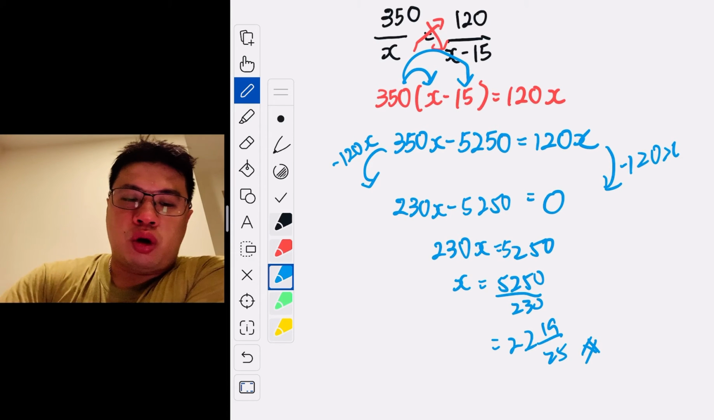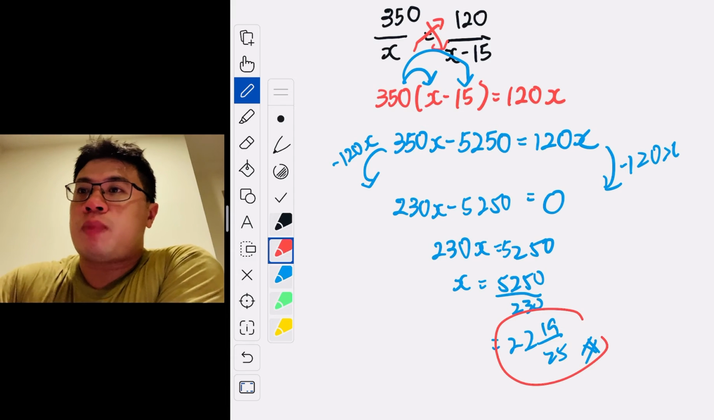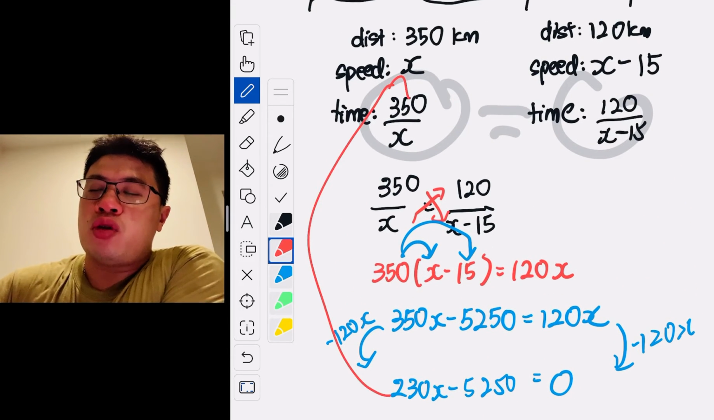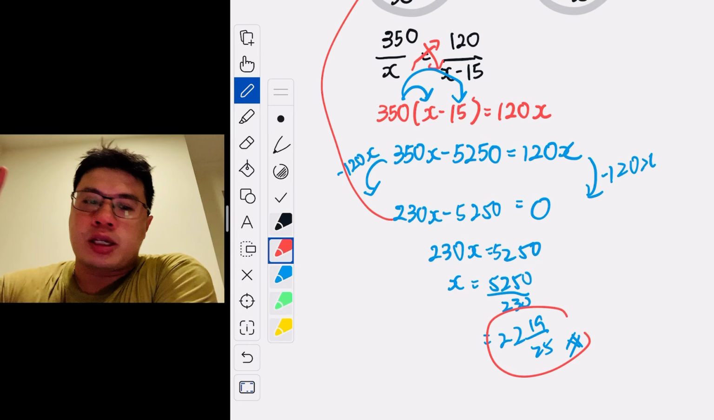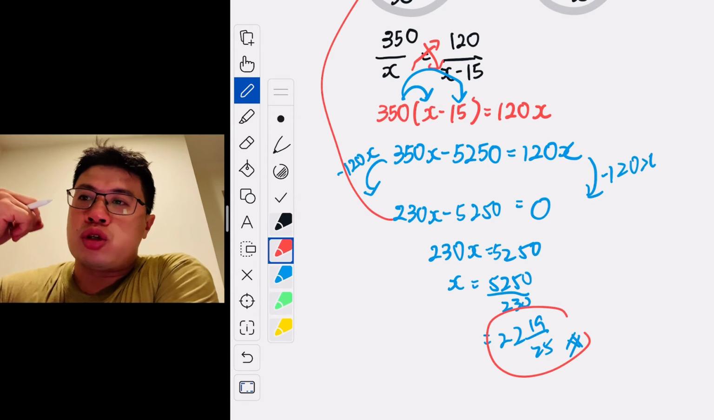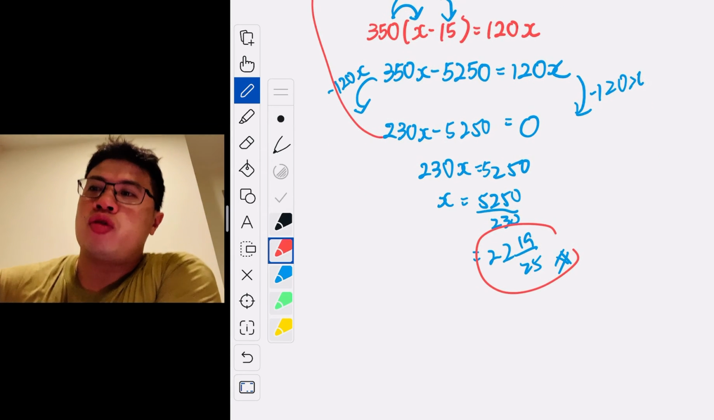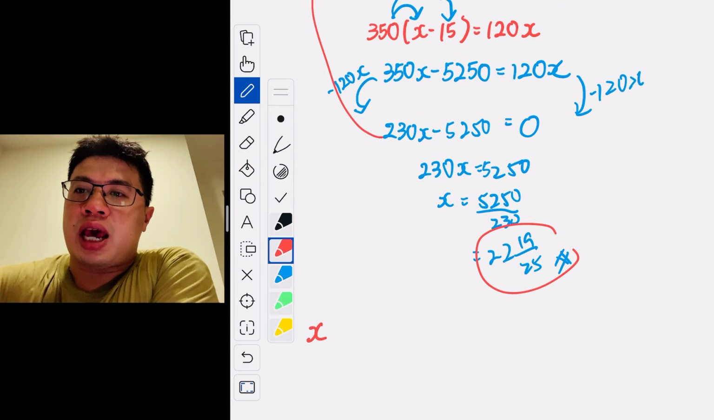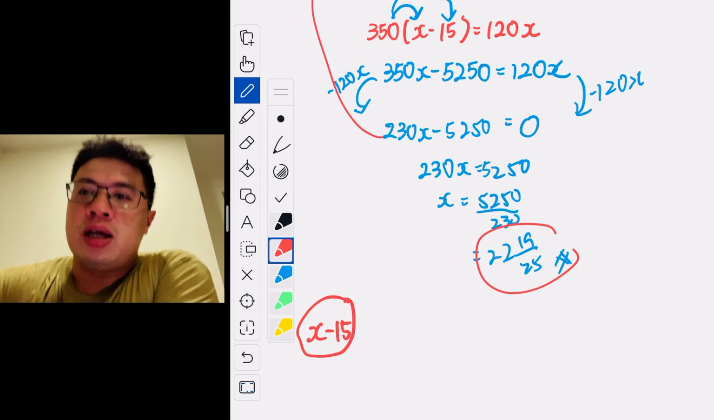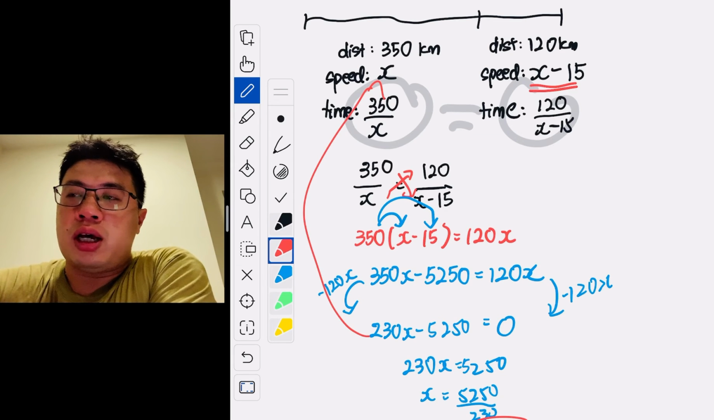So this is x, and x represents the speed for the first part of the journey, remember? Once you find x, you do not stop there. Some people may solve for x and then stop there and think that that's the answer already. Remember that when you solve a contextual equation, when you solve for x, it does not mean that x is the answer to the question. What we are actually finding is x minus 15, because x minus 15 is the average speed for the second half of the journey.